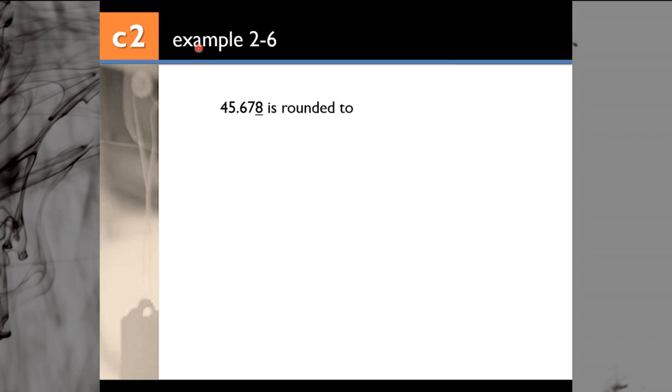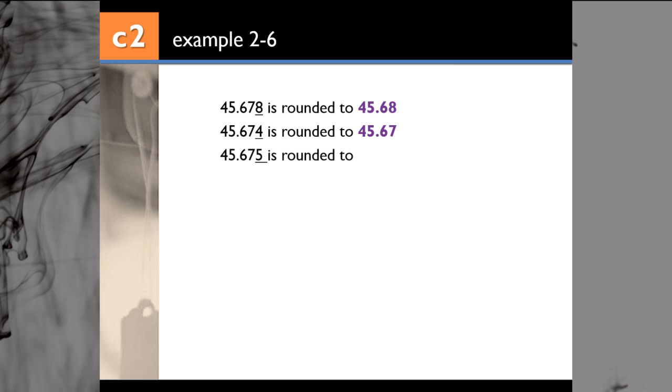There you go. How about the number 8? Is this greater than 5 or not? Yes, that's bigger than 5. So what you're going to do is add 1 to the second decimal place number and delete this. So that's 45.68. Let's look at the second number, 45.674, and 4 is, yes, smaller than 5. So you're just going to drop that number and leave the other numbers as they are. So that's going to be 45.67.